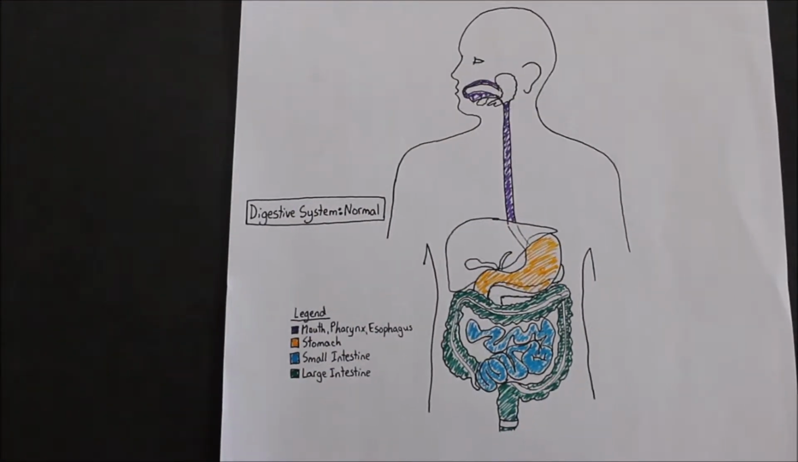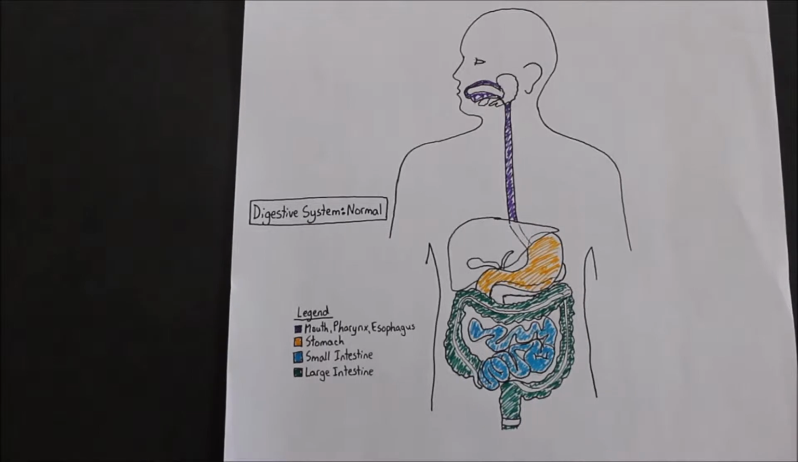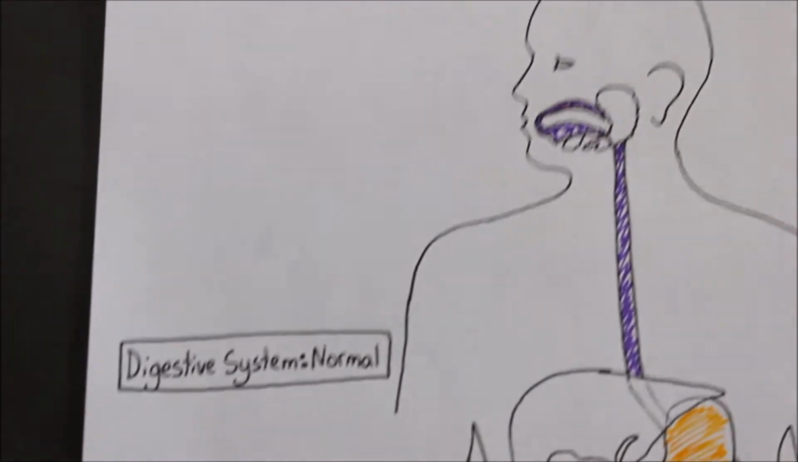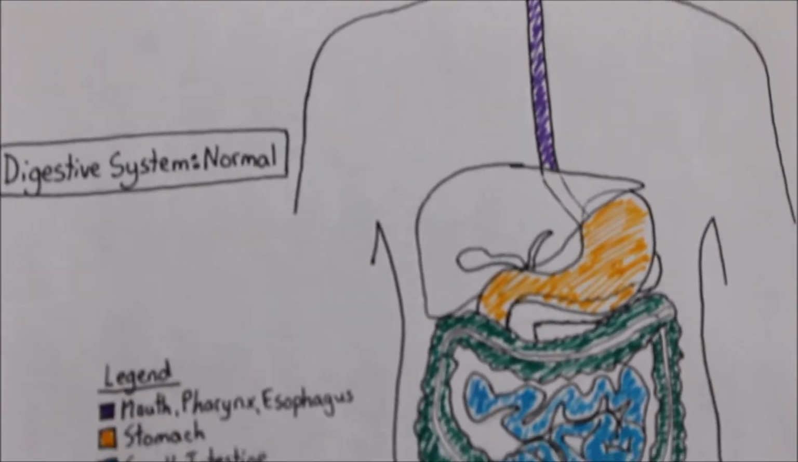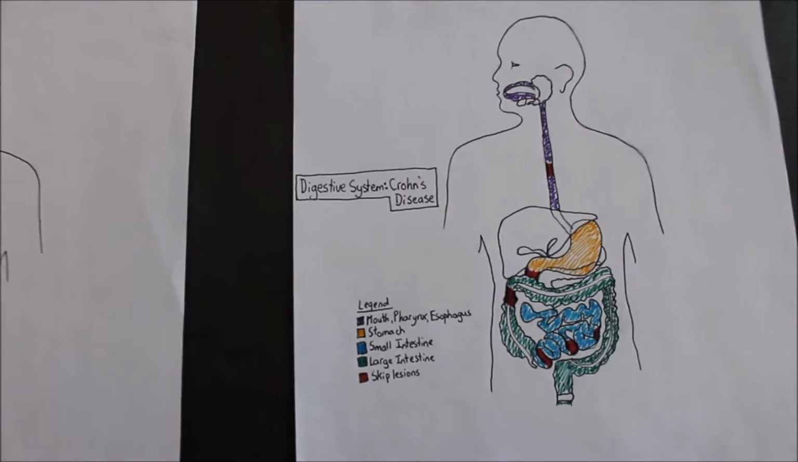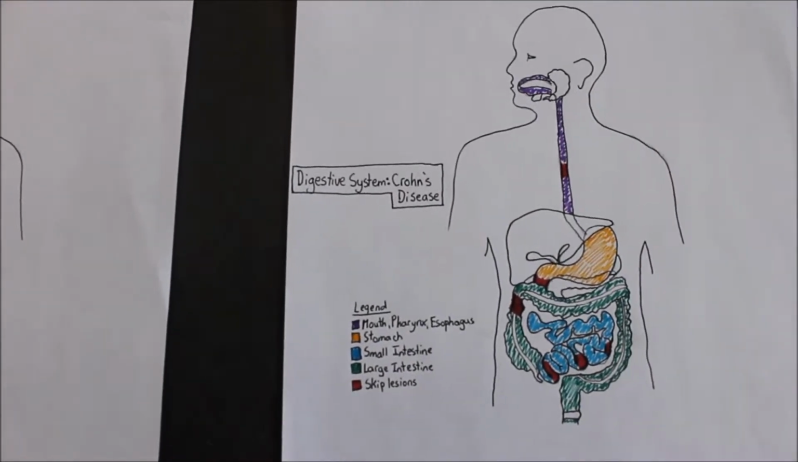Okay. So it looks like you do have a diagnosis of Crohn's disease. Okay. Do you know what that is? No, I don't. No? Okay, well let me show you. The body's digestive system is composed of several structures and has 6 functions: ingestion, mechanical and chemical digestion, absorption, propulsion, and elimination. Crohn's disease is a chronic inflammatory disease of the digestive tract.